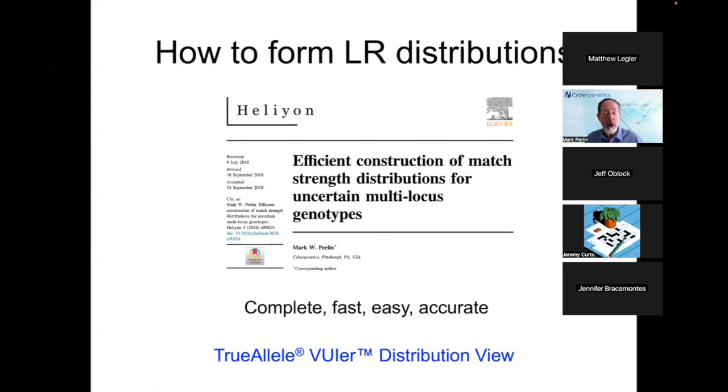So what I'm not talking about today is the mathematics of how we construct LR distributions. That's been published. This was 2018. I've given many talks on this at AFS and other forums. The basic concept is using very well-established math, some of which goes back 300 years. There's a complete, fast, easy, and accurate way of constructing these LR distributions.